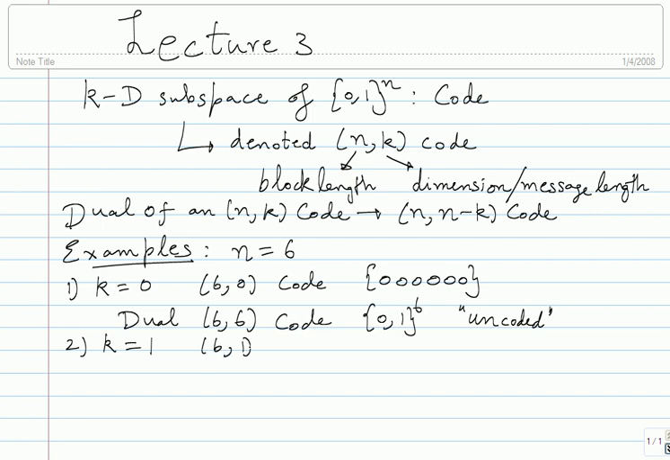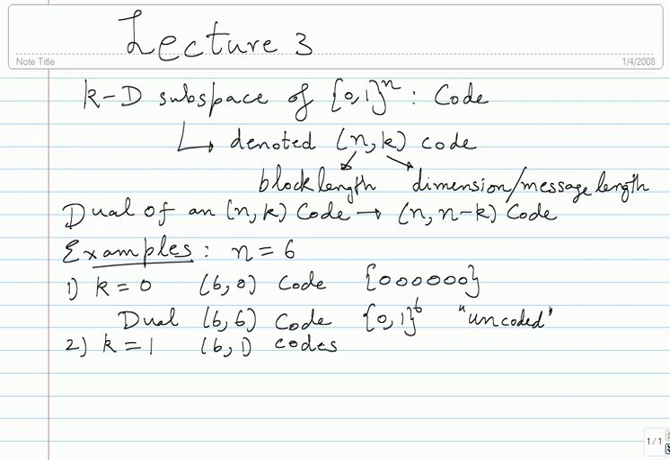6,1, will there be only one 6,1 code? No, there'll be many. So I'll have to say 6,1 codes. There'll be several 6,1 codes. How do you characterize the 6,1 codes? Yeah, you have to have one more. Like she's saying, you need one element in the basis, and it has to be linearly independent.